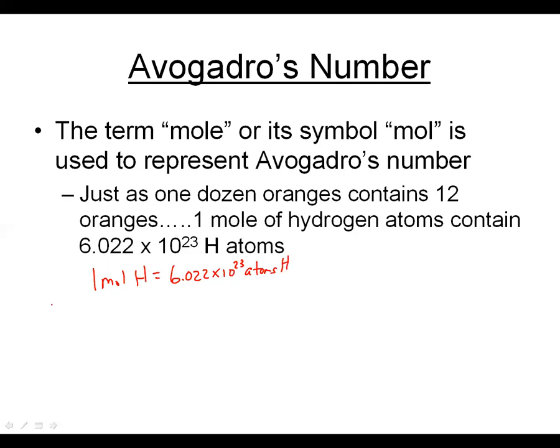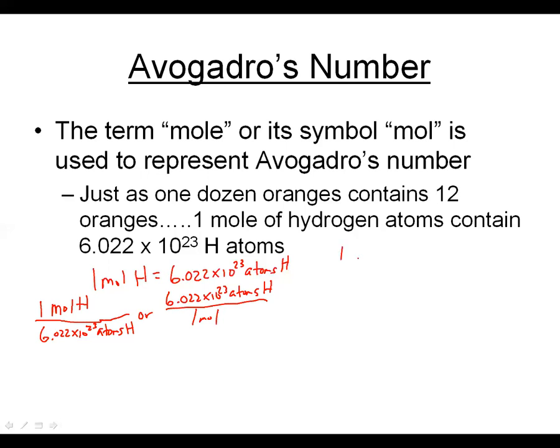That means you could write 2 conversion factors. You could write 1 mole of hydrogen over 6.022 times 10 to the 23 atoms of hydrogen. Or just like any conversion factor, you could do the opposite. You could take 6.022 times 10 to the 23 atoms of hydrogen over 1 mole. You could do that relationship for anybody.